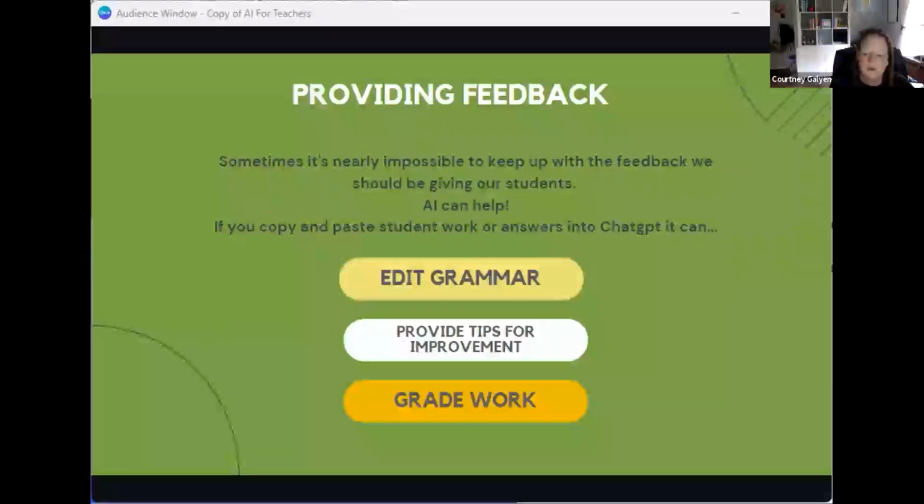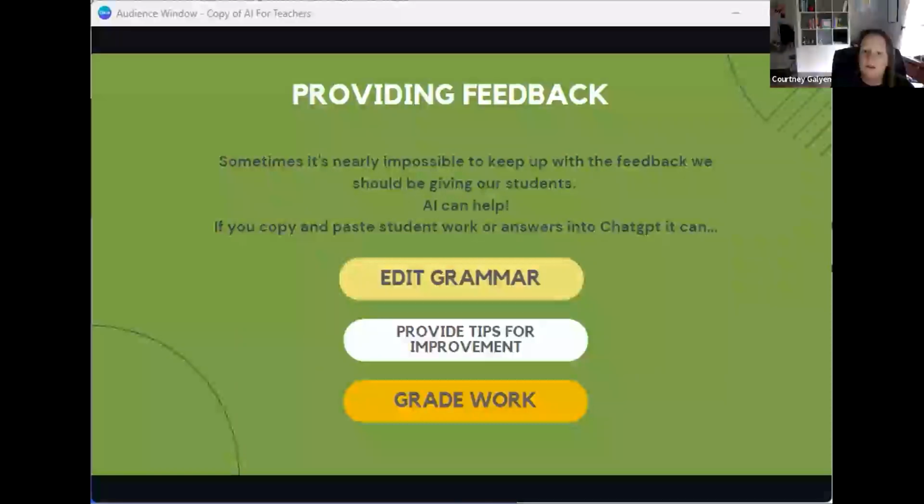So you can paste the paper into ChatGPT and say, please edit the following for grammar, and it will spit out the paper with the grammar corrected. Or, can you please identify the grammatical errors in this paper? And it will do that as well. It will also provide tips for improvement. So you can paste in the paper and simply type, can you please provide me with some tips to improve this writing selection? And it will do that.